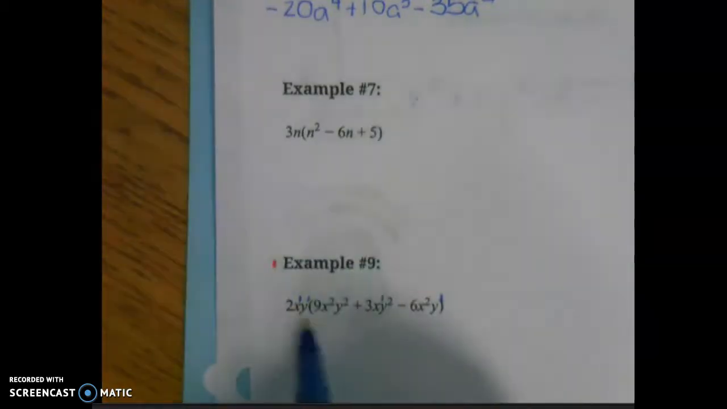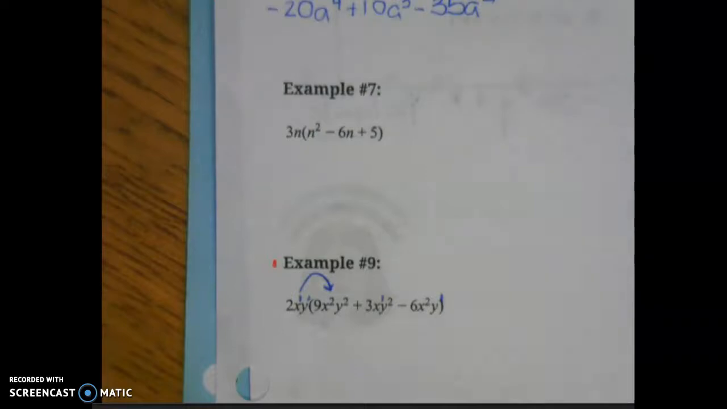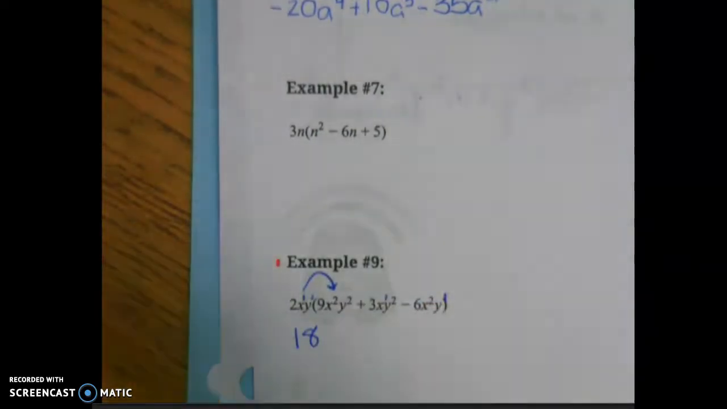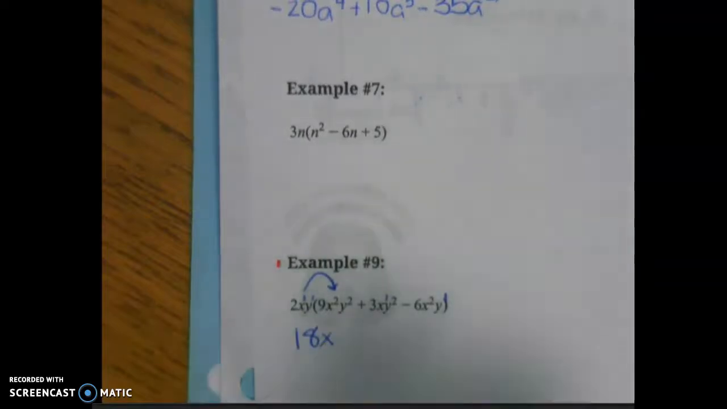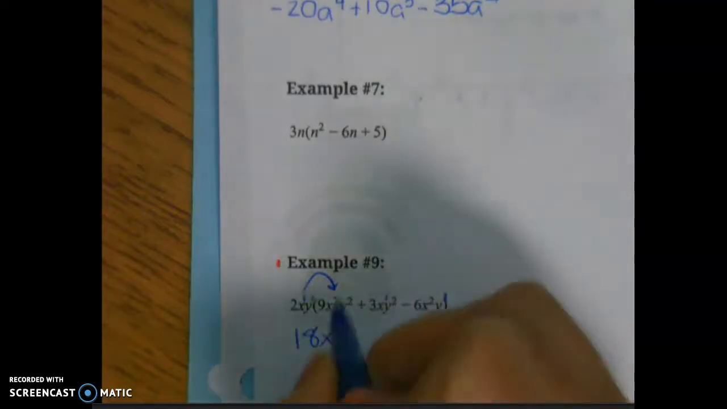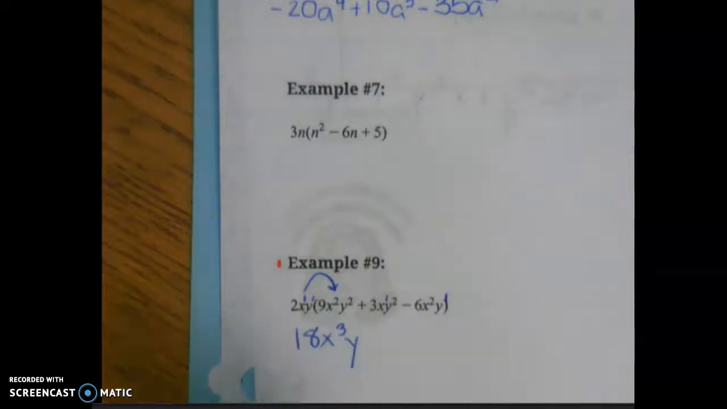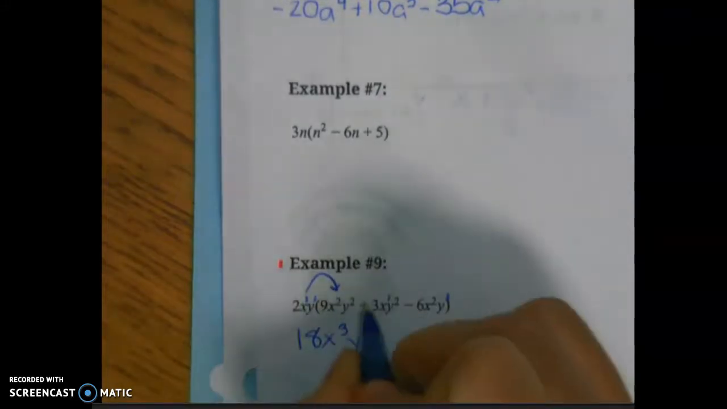So I'm going to do 2xy times 9x squared y squared. So I'll multiply those numbers in front. 2 times 9 is 18. Now I'm going to multiply my x's. I'm going to bring down the x and add the exponents just on the x's. So this has a 1, this has a 2. 1 plus 2 is 3. And now I'm going to bring down my y and add the exponents that were just on the y. So 1 plus 2 is 3. Okay, let's bring down my plus sign.